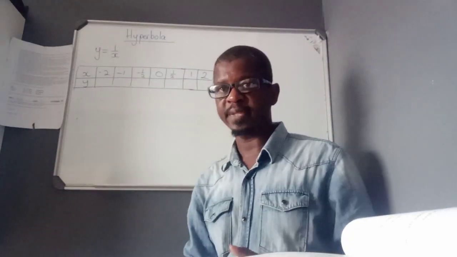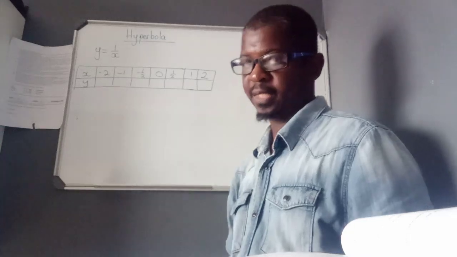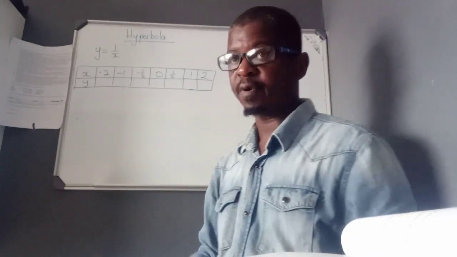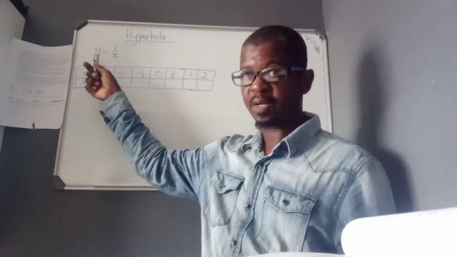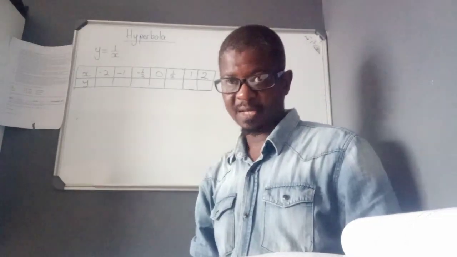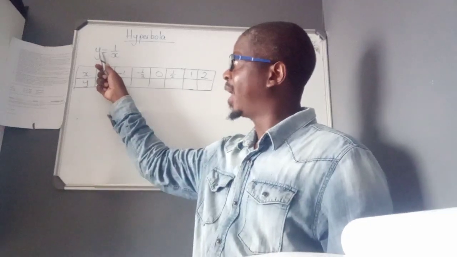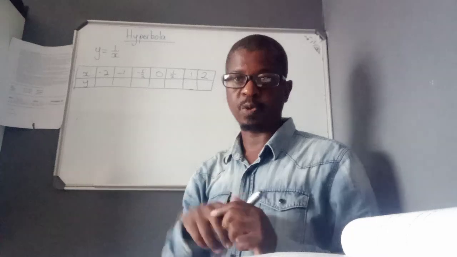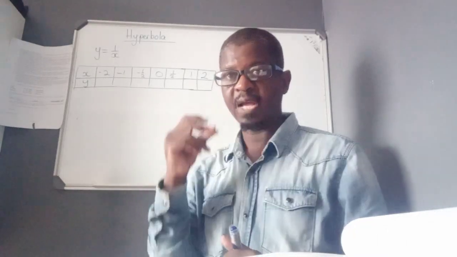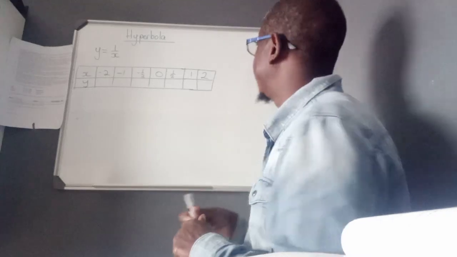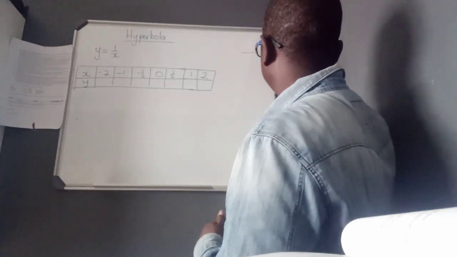We want to talk about the hyperbola. The hyperbola is given by the equation y is equal to 1 over x. So, in a flash, if I ask you about the hyperbola, I want you to picture this diagram here, the graph.